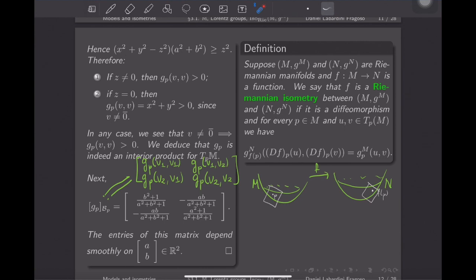Now, just to be clear, what do I mean by diffeomorphism? I mean a bijective function of class C infinity whose inverse is also of class C infinity. So I require not only the function to be C infinity, I require the inverse to be C infinity.